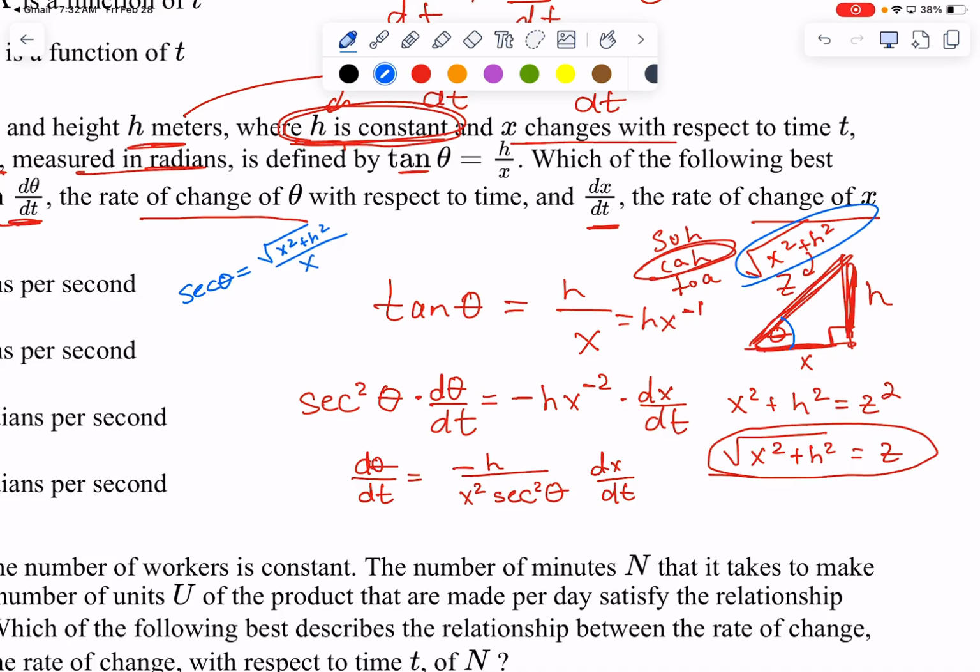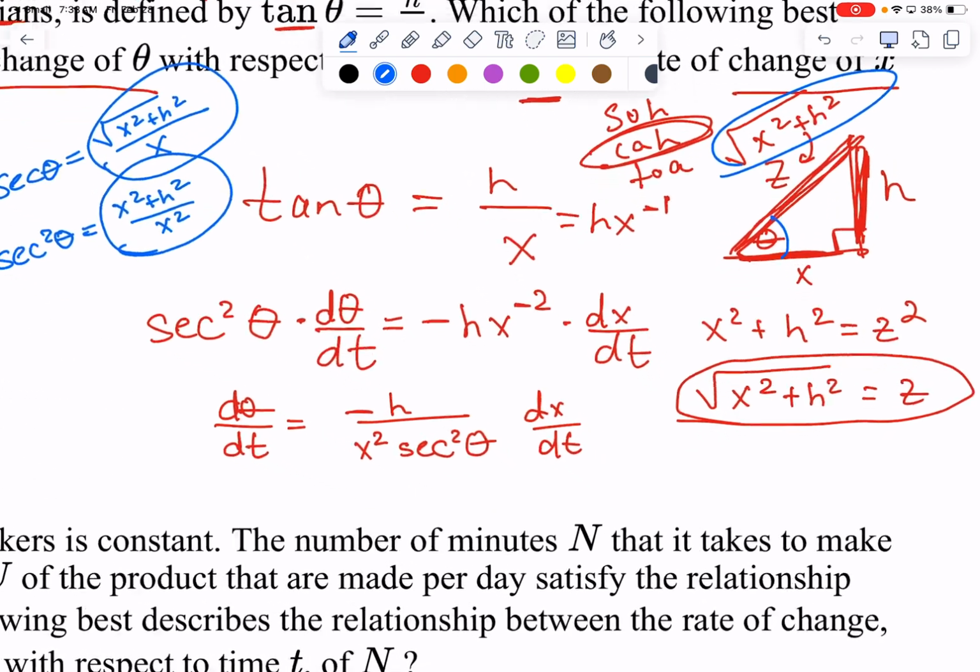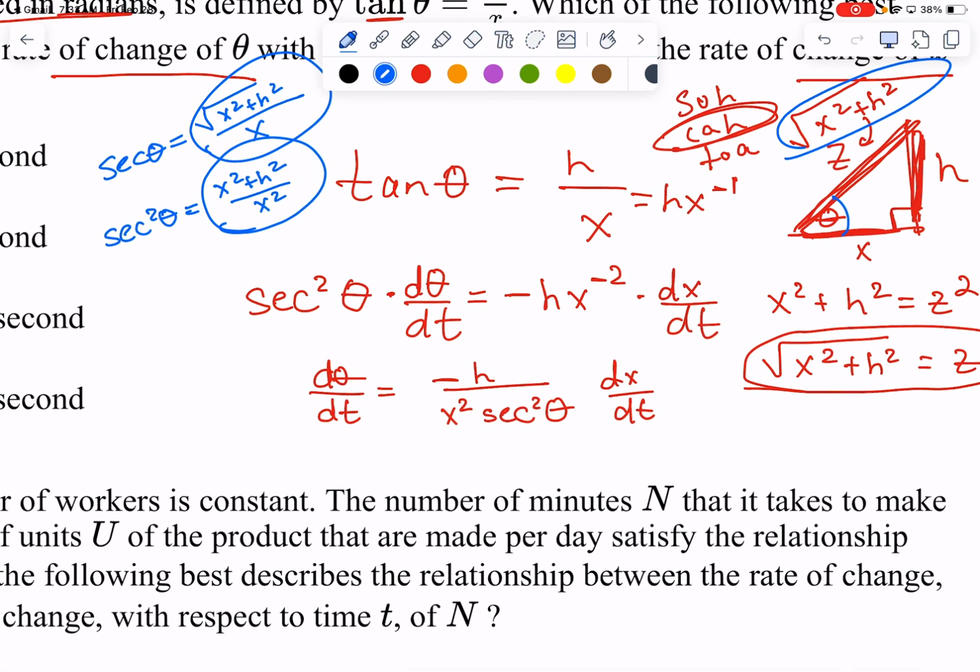X. So we can replace secant with that, but we want secant squared. So what is secant squared going to be? What happens if you square all this? Gets rid of the root, so you'll have x squared plus h squared over what? X squared. So there's my secant squared. Now when I replace secant squared in the denominator, it's really going to do what to it? Flip it. It'll be a reciprocal. So what will go to the top, actually? X squared. What will go to the bottom?